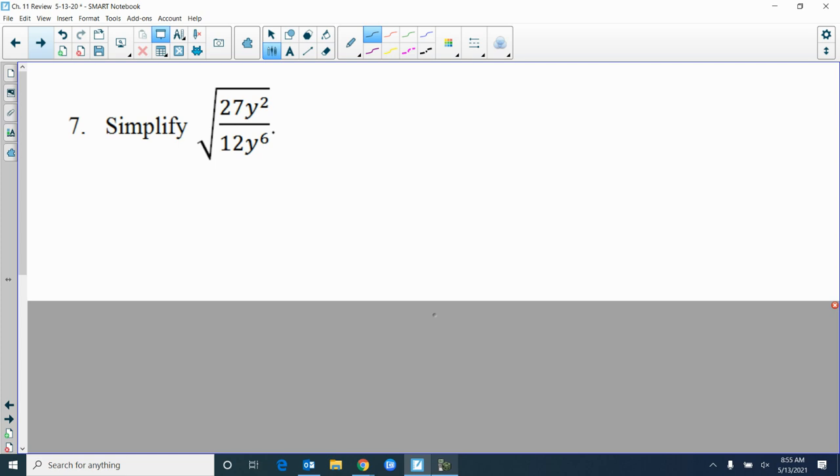Yeah, 3. So we want to reduce this to 9 over 4, because 3 goes into 27 9 times, and 3 goes into 12 4 times. What does y squared over y to the 6th become? Y to the 4th, top or bottom? Bottom, because there are more y's on the bottom, so it's y to the 4th. So now you split it up. Square root of the top, square root of 9 over square root of 4y to the 4th.